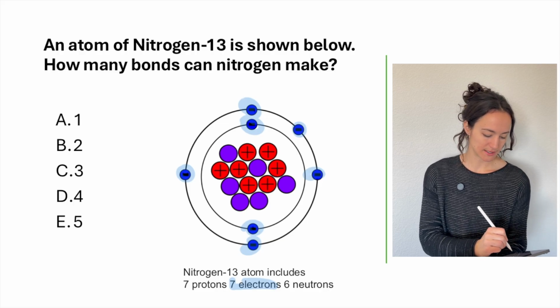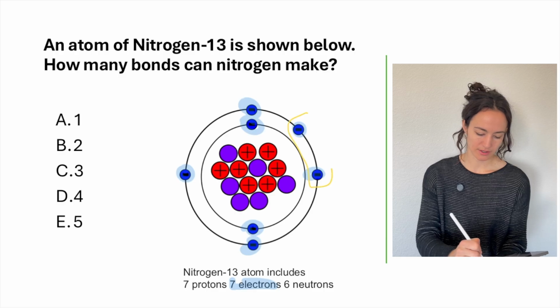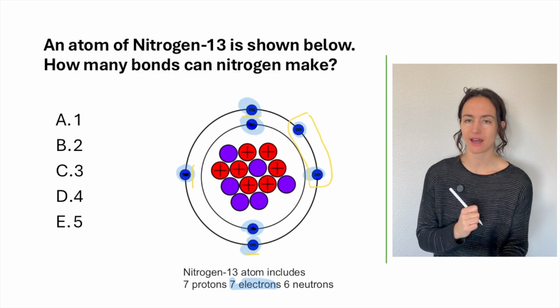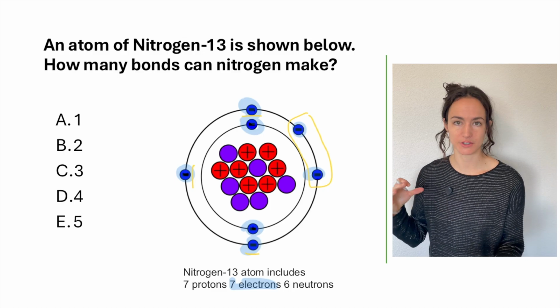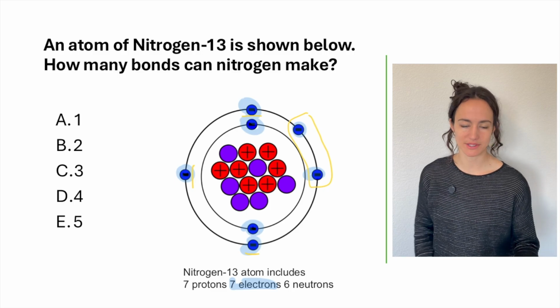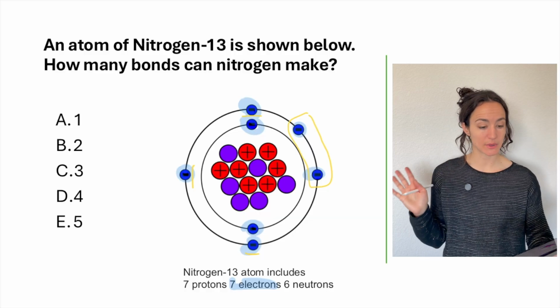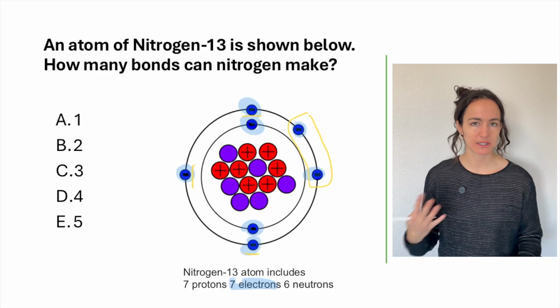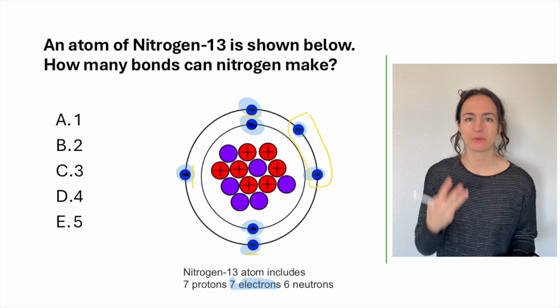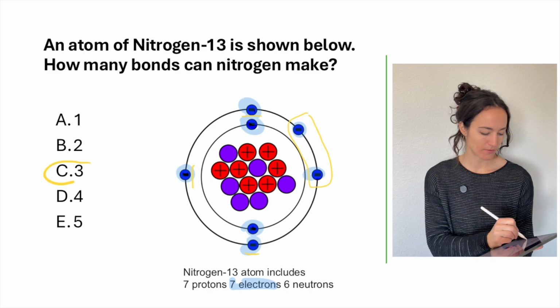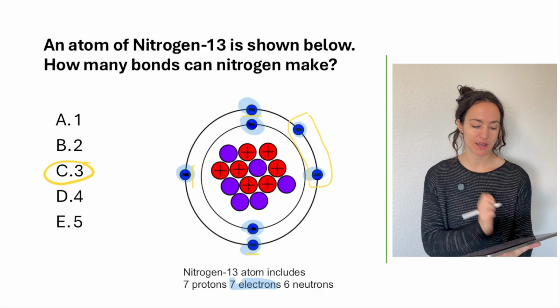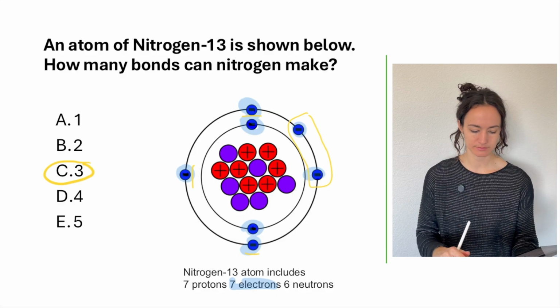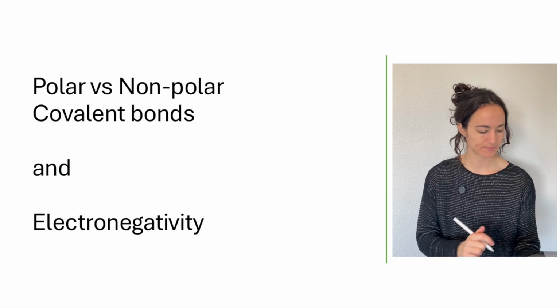What I'm seeing here is 1 pair of electrons, and then 1, 2, 3 that have an opportunity to bond covalently with something else. Again, another way of thinking about this is how many more electrons would we need to fill that outer shell? Well, we would need 3. So nitrogen can make 3 bonds, covalent bonds in this case.